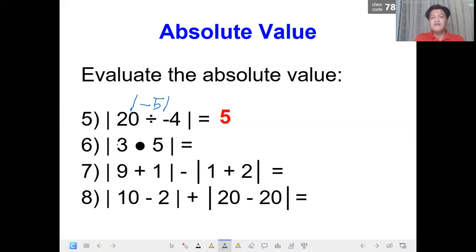And what is the absolute value of 3 times 5? That is 15 kasi nga, di ba, minultiply mo muna tapos yung product nun, kinuha mo yung absolute value niya, that is always positive. Kaya 15 niya.